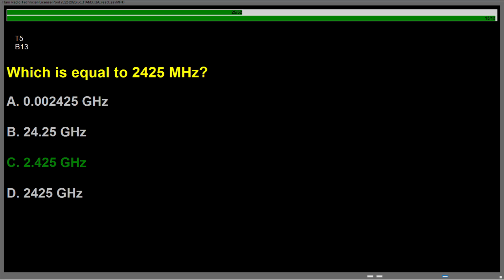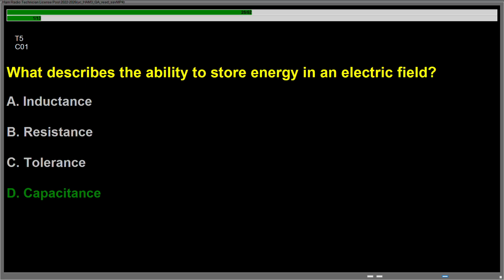Question Bravo 13, which is equal to 2425 MHz? Answer is C. 2.425 GHz. Question Charlie 01, what describes the ability to store energy in an electric field? Answer is D. Capacitance.